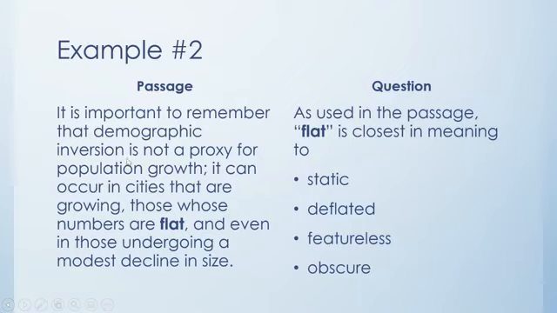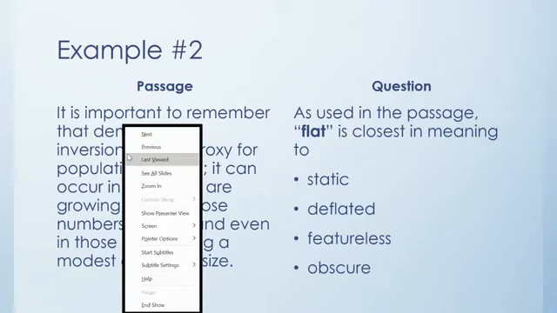Okay, and by blacking it out, I'm going to find that, hey, it says that population growth can occur in cities that are growing, those whose numbers are blank, and even those that are undergoing a modest decline in size. Okay? So in that case, what would be a nice one? We'll talk about growth, then later we talk about decline, so maybe a word that means even. Okay? And if you look at these answer choices, you notice there's really nothing here that means even.